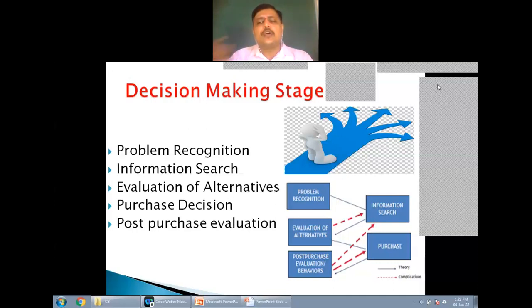Here, theory and complications, two different aspects are covered. When we move through problem recognition, information search, evaluation of alternatives, purchasing decision and post-purchase evaluation behavior, that is the theory. But the complication is here: evaluation of alternatives, the third point. In the evaluation of alternatives we are not getting satisfied. That's the reason we conclude it is better to dig for some more information, and ask some more reference groups where I may get better ideas.